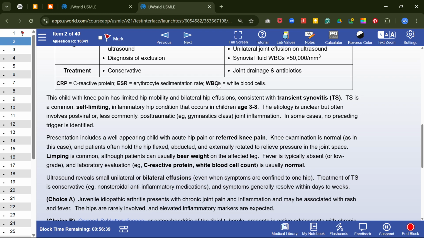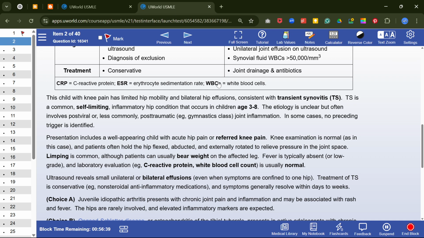Presentation includes a well-appearing child with acute hip pain or referred knee pain. Knee examination is normal, as in this case, and patients often hold the hip flexed, abducted, and externally rotated to relieve pressure in the joint space. Limping is common, although patients can usually bear weight on the affected leg. Fever is typically absent or low grade, and labs such as C-reactive protein and WBC count are usually normal.